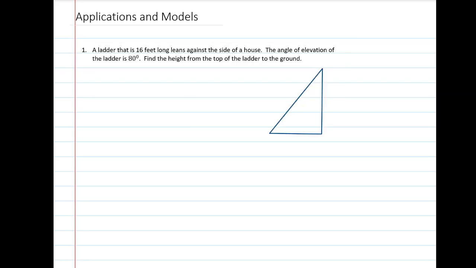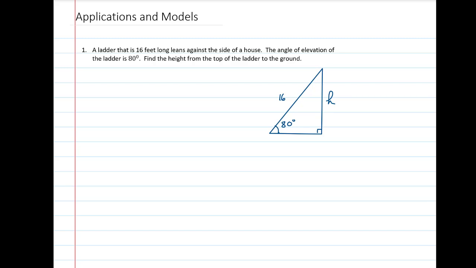So we have the right triangle here, and let's say the building is here on the right side, and we have an angle of elevation. The ladder is right here. The angle of elevation is 80 degrees. And the ladder itself is 16 feet long. And we want to find the height from the top of the ladder to the ground. So how far is this ladder reaching in this building? I'll call it h, or height. So let's figure out what that h is.